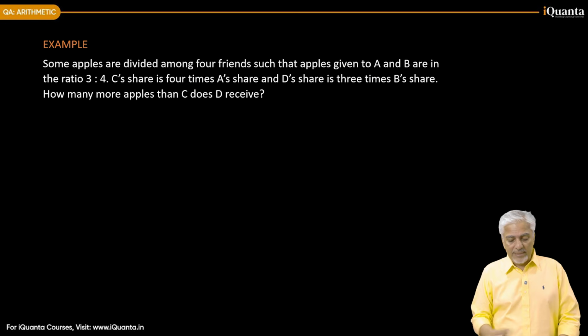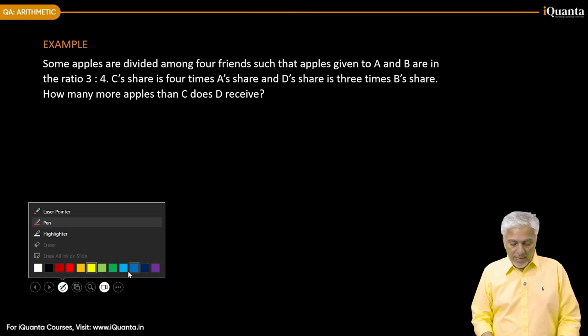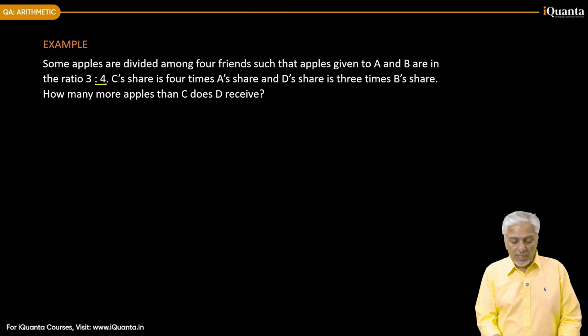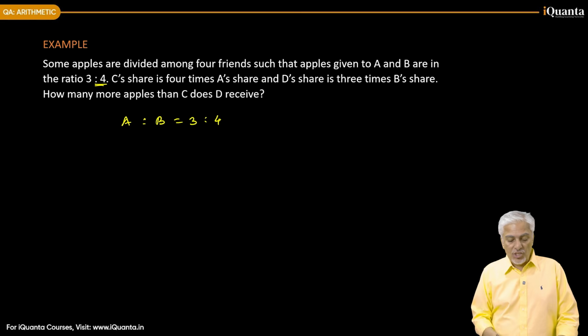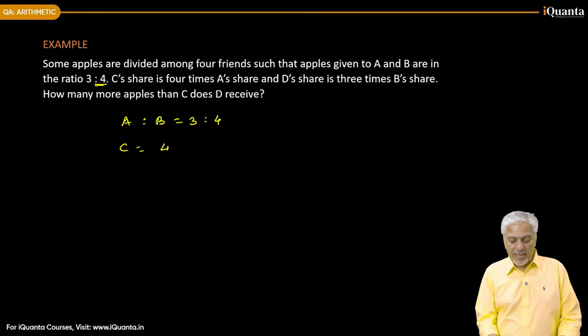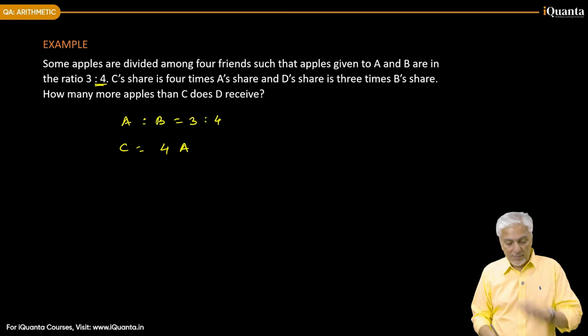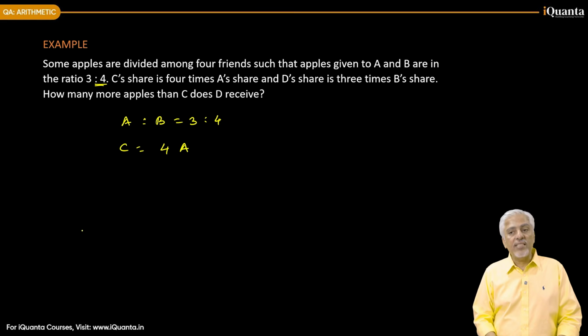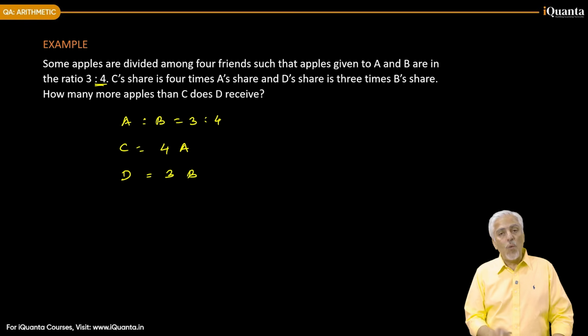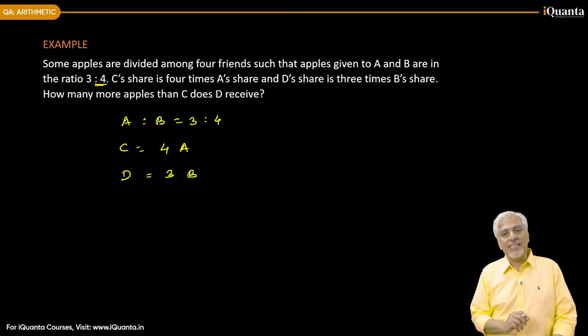Some apples are divided among 4 friends such that apples given to A and B are in the ratio of 3:4. That means A ratio B is 3:4. C's share is 4 times A's share. C is 4 times A, and D's share is 3 times B's share. D is 3 times B. How many more apples than C does D receive? So we want to know D minus C.